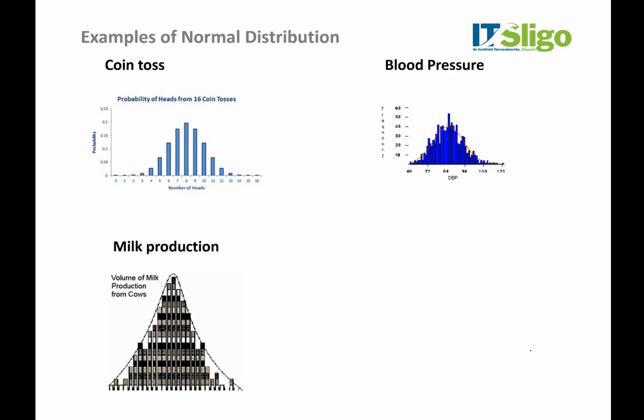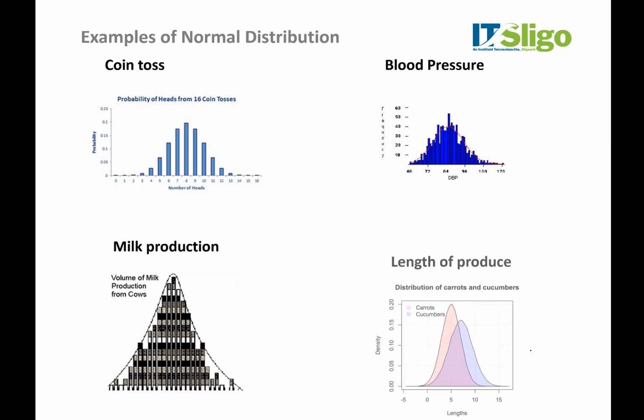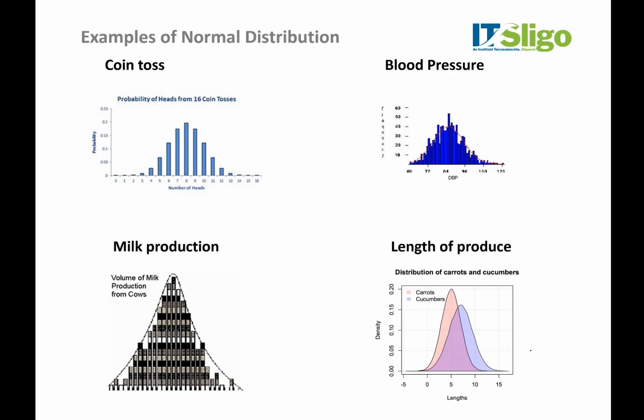Milk production, the volume of milk production from cows. So it's kind of everywhere. The length of carrots and cucumbers, the length of produce. So basically, I think I've proved the point. It's very common throughout the world.